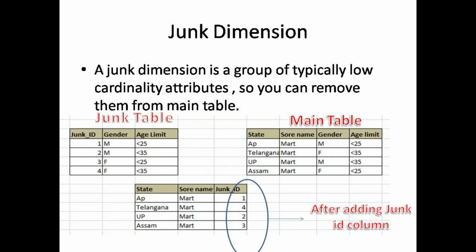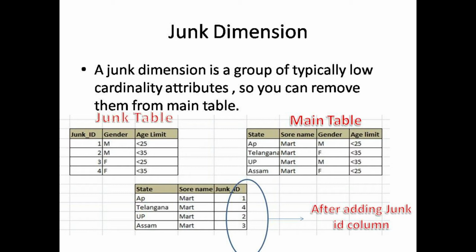What is junk dimension? A junk dimension is a group of typically low cardinality attributes, so you can remove them from the main table. What is junk? Junk removes the low cardinality attributes. I will give the example, then only you understand.